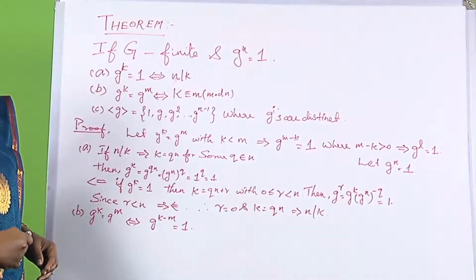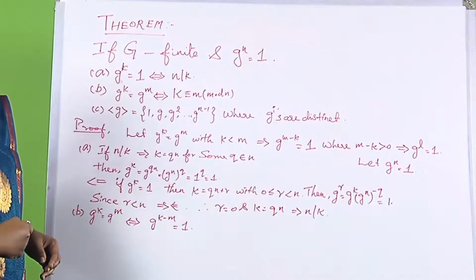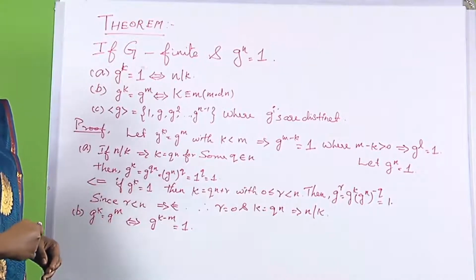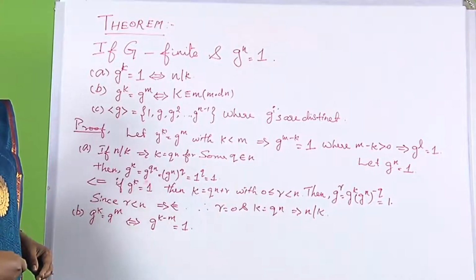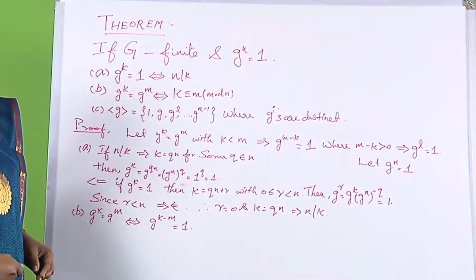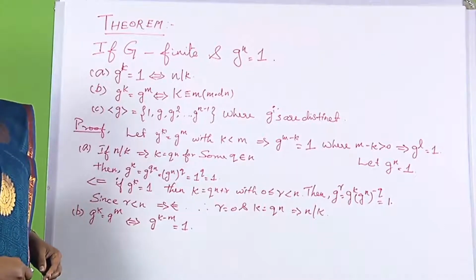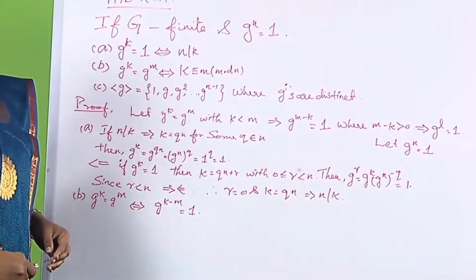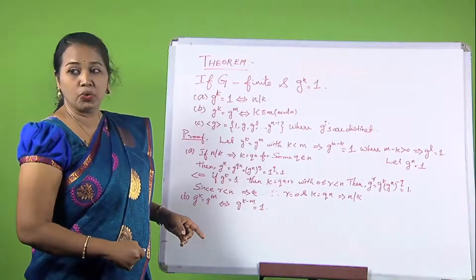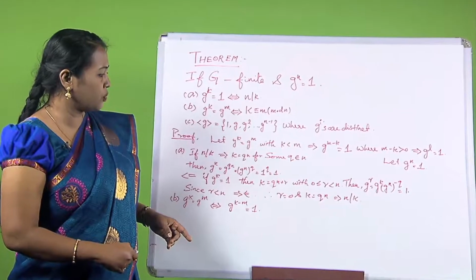So, we assume that n divides k and we proved that g power k is equal to 1. Now, coming to the converse part, let us assume that g power k is equal to 1, then k can be written as qn plus r. This is according to the division algorithm, where r lies between 0 and n. So, r is equal to k minus qn from here.